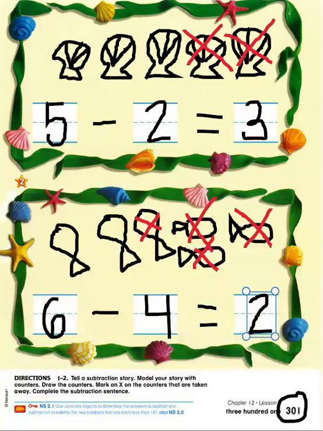Now our math story is complete. Let's read it again together. 6 take away 4 is 2. There were 6 fish swimming in the sea. Then 4 saw something shiny, so they swam away, which left 2 in the group. 6 take away 4 is 2.